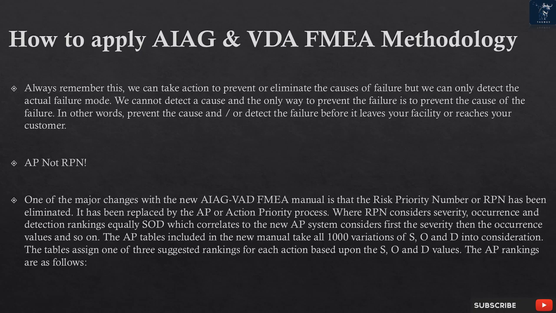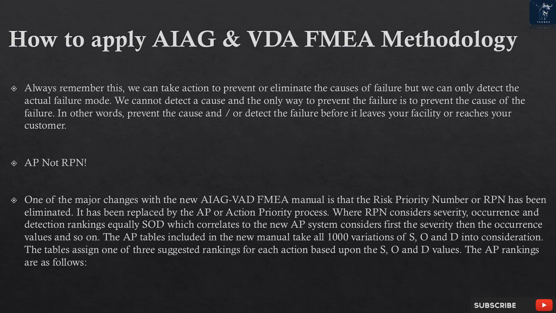AP not RPN. One of the major changes with the new AIAG VDA FMEA manual is that the risk priority number or RPN has been eliminated. It has been replaced by the AP or action priority process. RPN considers severity, occurrence, and detection rankings equally, whereas the new AP system considers first the severity, then the occurrence values, and so on. The AP tables included in the new manual take all 1000 variations of S, O and D into consideration.